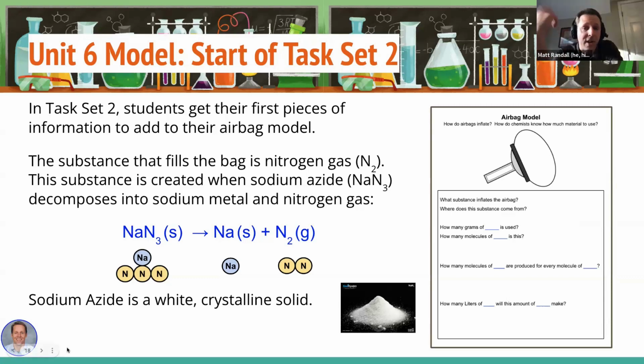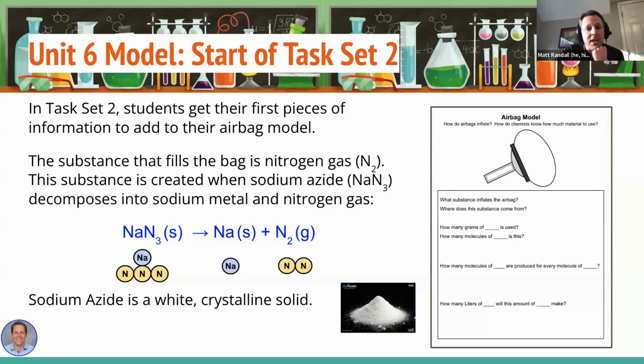This is something new we're trying this year, and it's part of the learning that we're doing together with the councils. We meet anyway on Saturdays, roughly quarterly, and so here, at the start of task set 2, students get their first pieces of information to add to their airbag model. As we go, we're going to either be providing information or students will know or have learned how to figure out the next steps.